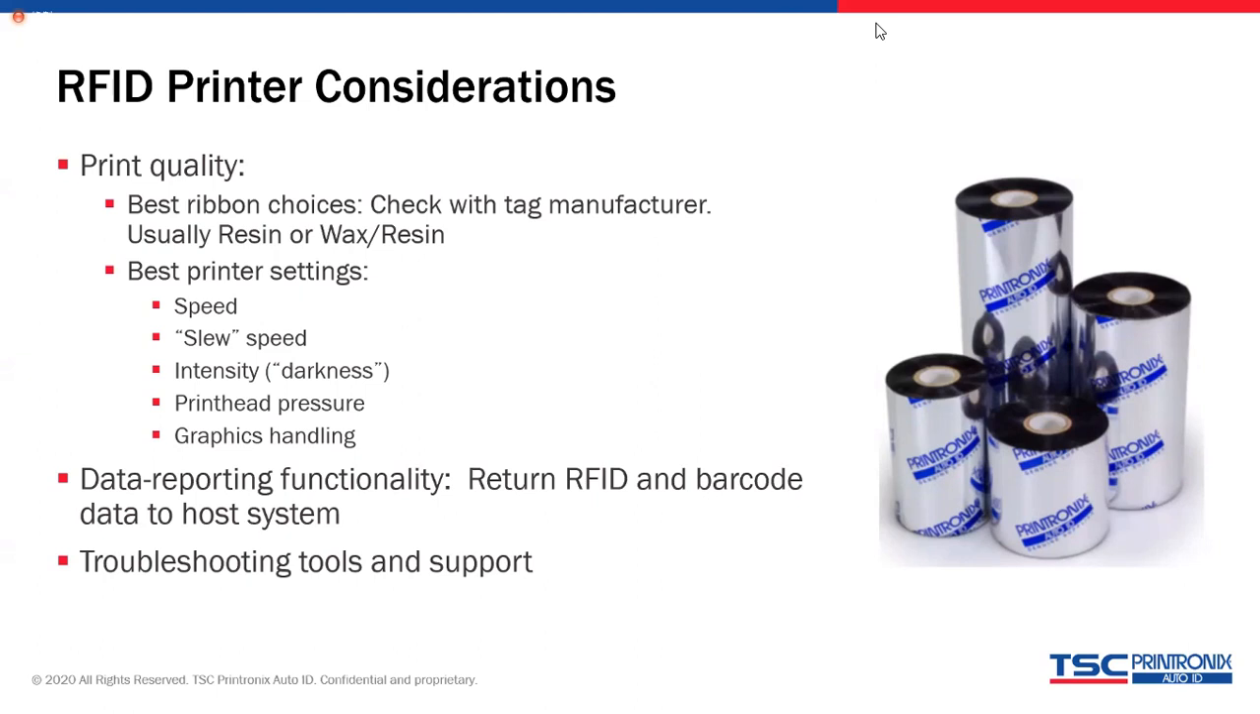Moving on, data reporting functionality. You want to make sure that your printer can also record the data that you are printing and encoding to the RFID tag, and subsequently send those data back up the pipe to some kind of a host system or database. It's very common and normal when you're printing and encoding RFID labels that you do not want to just print and encode the label and that's it. No, you want to keep a record of what has been printed and encoded on those labels. So make sure the printer supports this type of reporting.